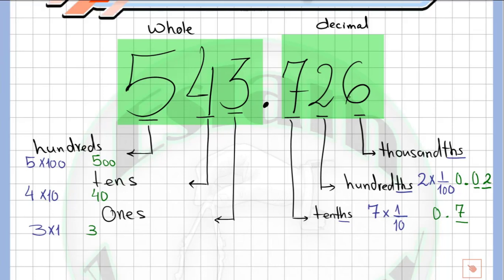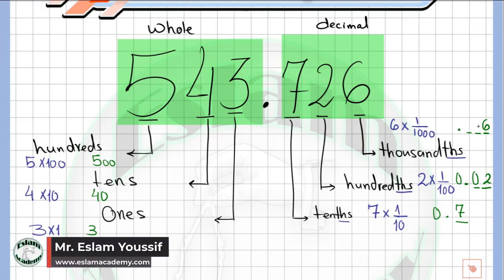If I need to find the value of 6, just write 6. 6 is at the thousandths place, so it will be equal to 6 multiplied by 1 over 1000. Now to write it in standard form, we write 6. Because it lies at the thousandths place, we count 1, 2, 3, then put the decimal point. Instead of any empty space, just replace it with 0. So it will equal 0.006.